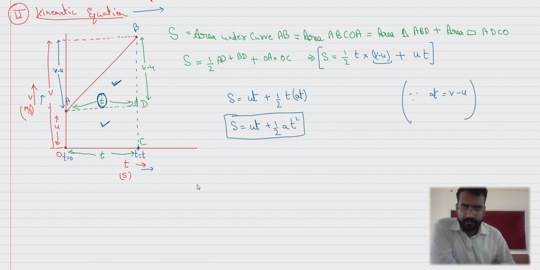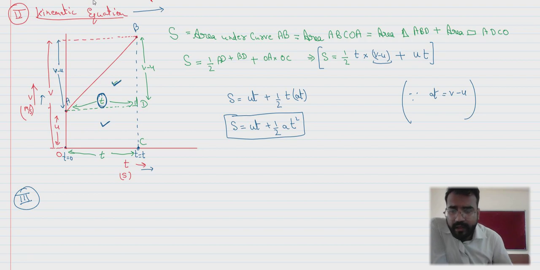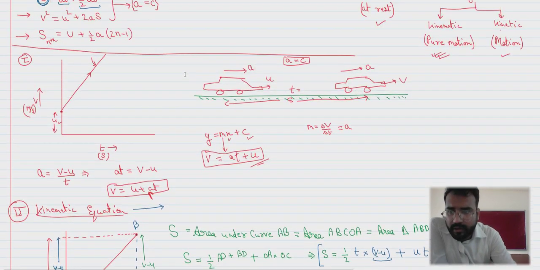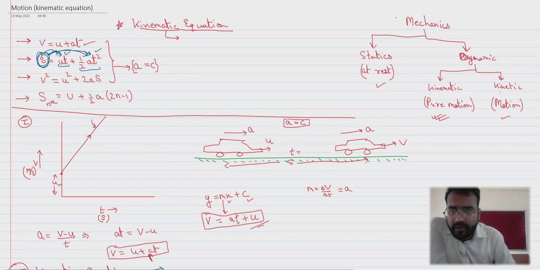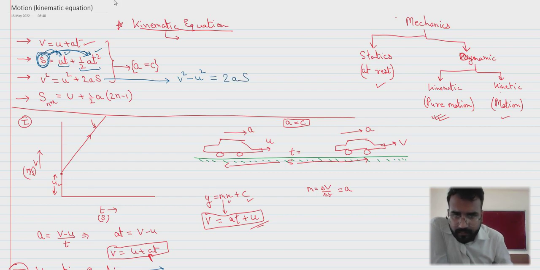Okay. Now the third kinematic equation we are going to talk about. In the third kinematic equation we again need the area of the same triangle. Why? Because the third kinematic equation is actually talking about the displacement part only. As we all can see, the third kinematic equation can be written as V square minus U square is equal to 2AS. So here we can see this is a change in velocity, and this is a constant term. A is also constant because it is a uniform accelerated motion.